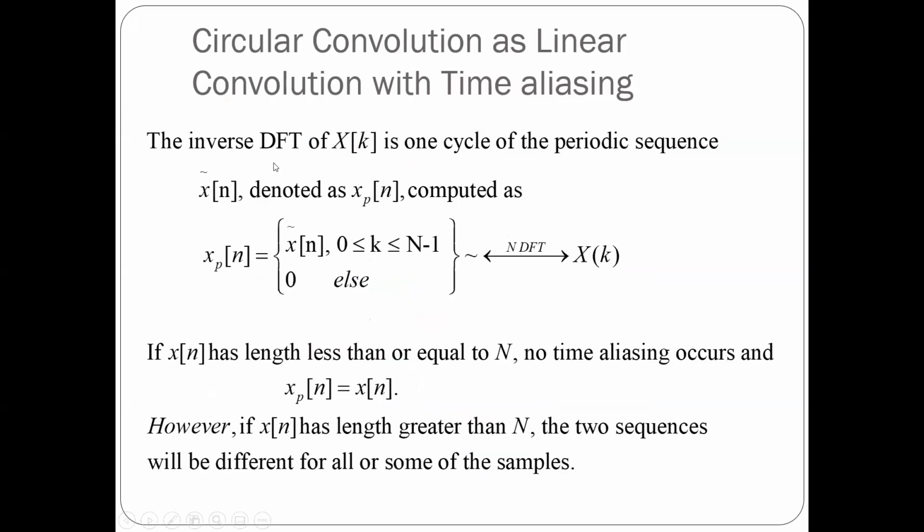And now let us consider the inverse DFT of X of k, which is one cycle of the periodic sequence x tilde of n. We will call this as xp of n, computed as xp of n is equal to x tilde of n for 0 less than or equal to n less than or equal to N minus 1, and it's equal to 0 otherwise. This will have an N-point DFT given by X of k. So I should have written a square bracket. Is that clear? So again, we will go back to the whiteboard.